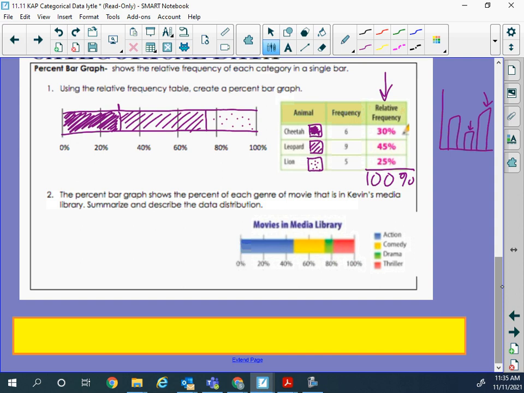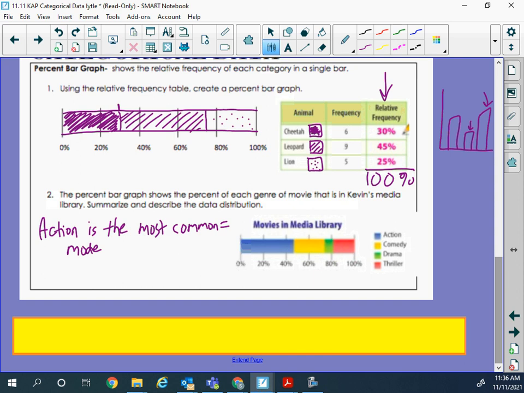Okay, so now that we've made one, now let's talk about reading one, okay? When you just look at this one, it just wants you to summarize, what can you get from this graph? Action is the most. Yes. Give me a better math word. The greatest. There we go. Because it's the most common, most popular, it is our mode. You see? What else could you draw from that? Drama. Yeah, it's the least popular.